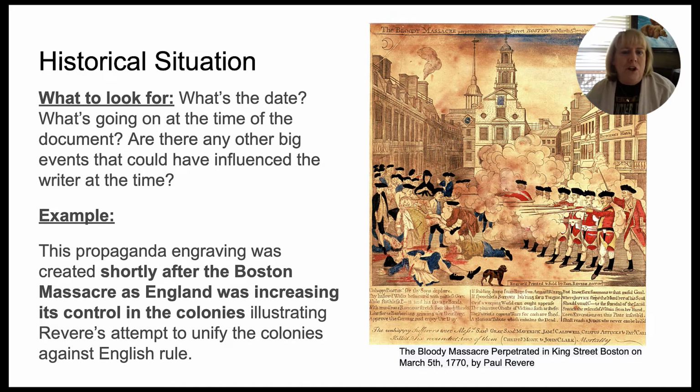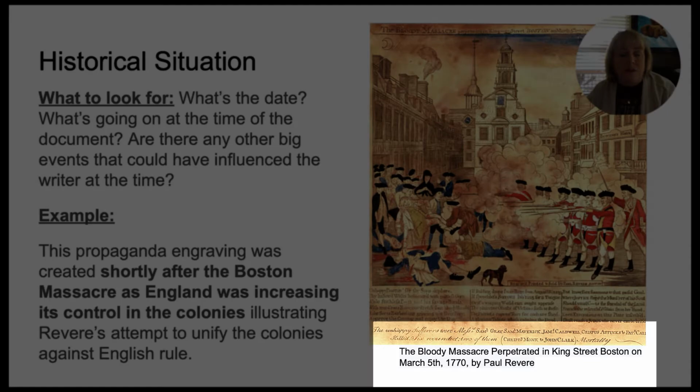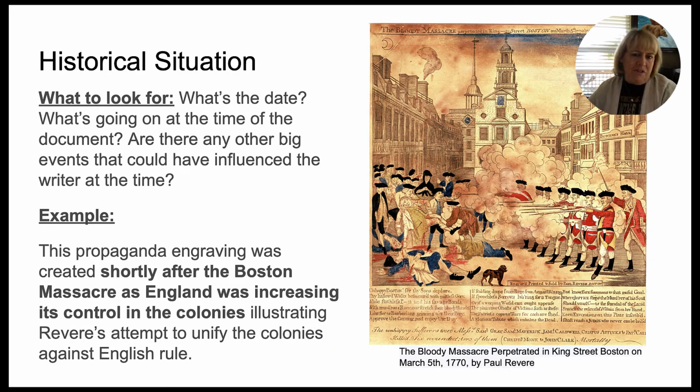The example I'm going to use throughout this presentation is Paul Revere's engraving of the Boston Massacre. If you look at the source down at the bottom, it says that this was the bloody massacre perpetrated on March 5th, 1770. So you have the date, you have the setting. And so what is going to lead Paul Revere to create this engraving? And I have an example right there for you.